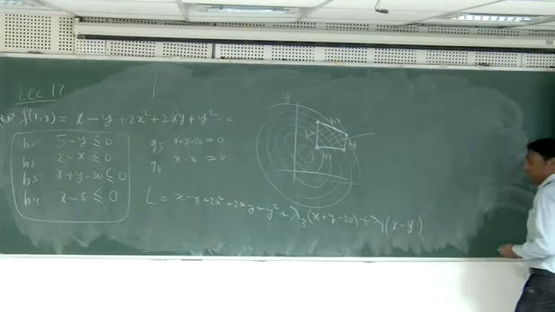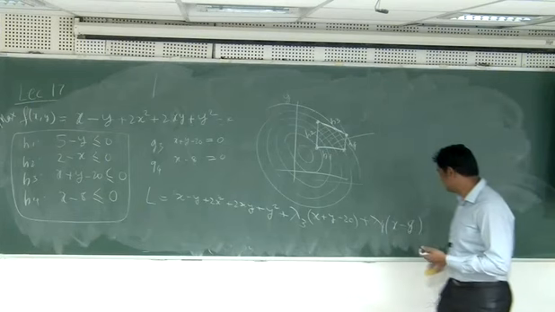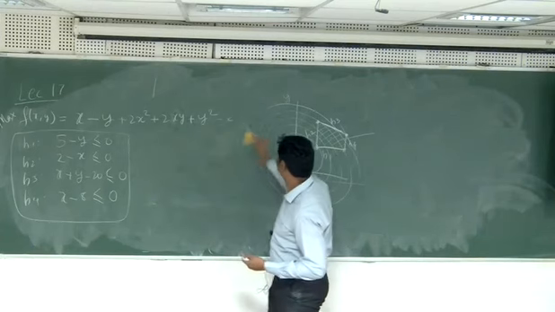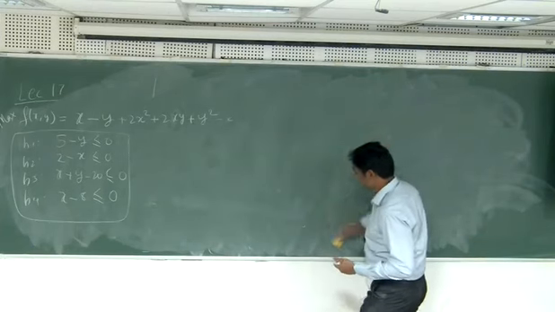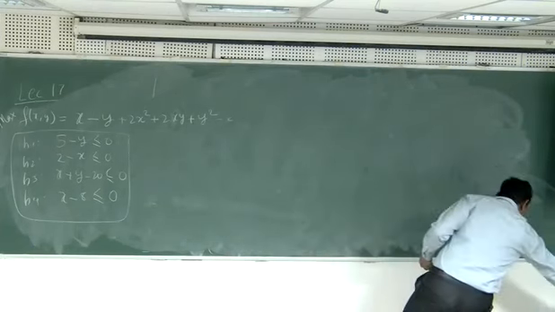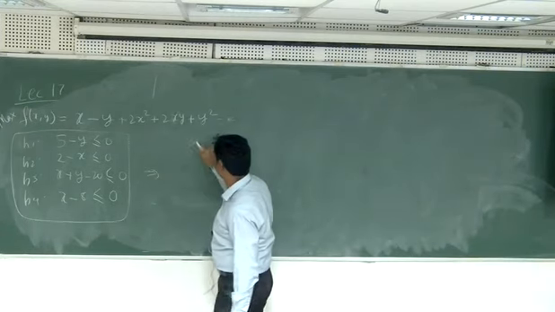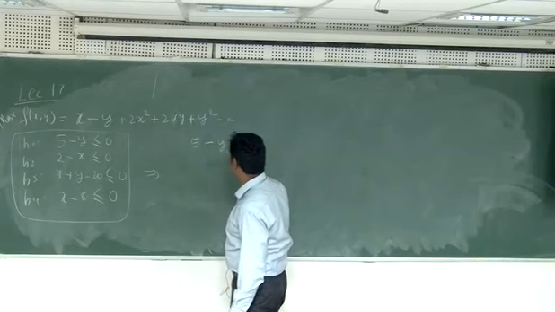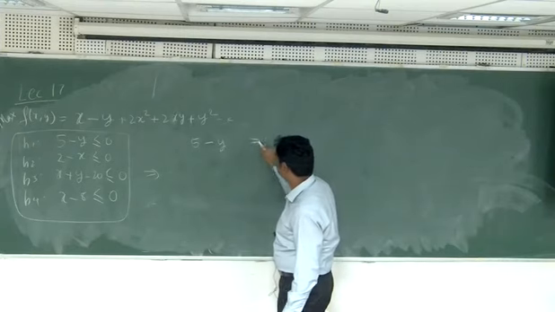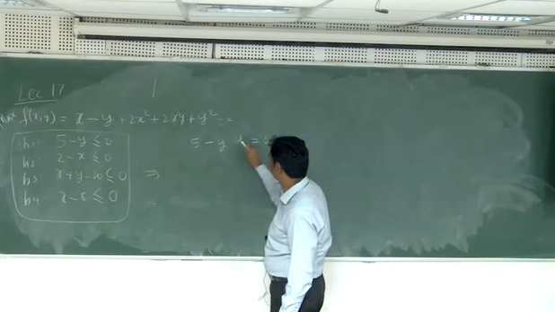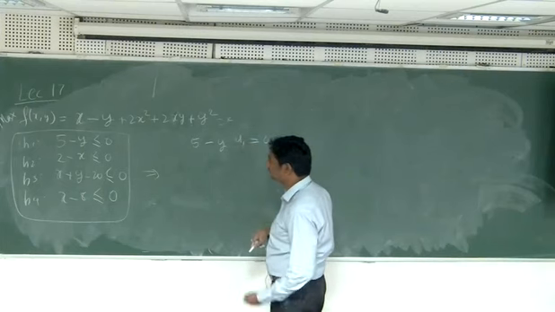So how do you solve this problem? What I'll do is rewrite this. I'll say 5 minus y, because it is less than or equal to 0, so this is less than or equal to 0. I will put some u1. Okay, what should be the sign of u1?